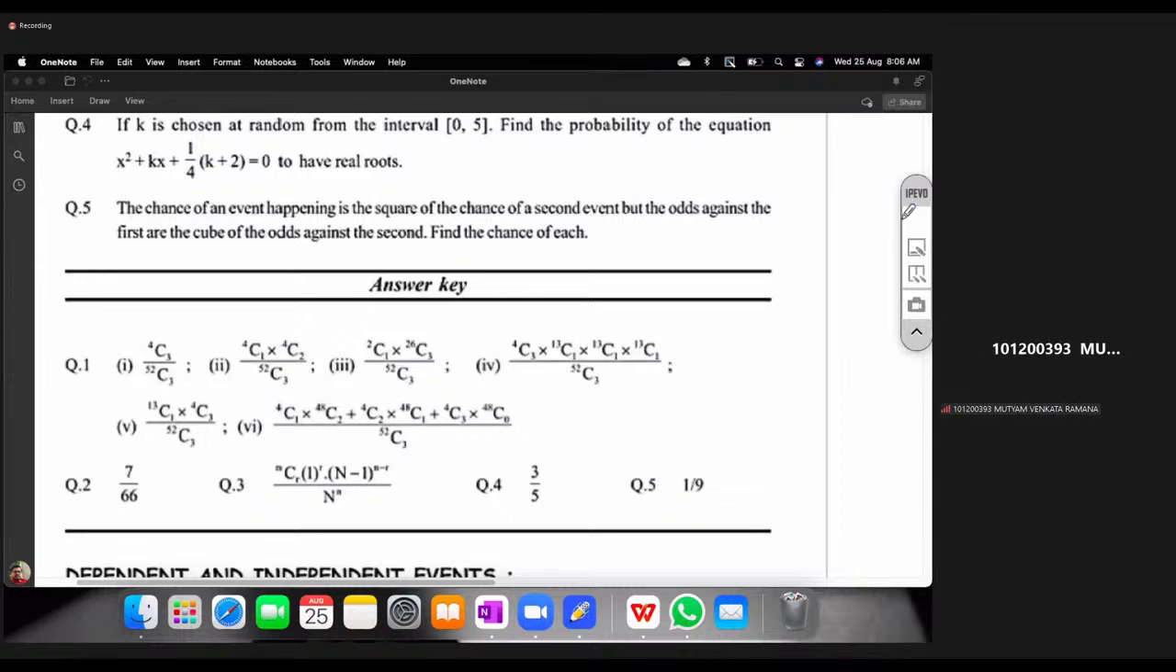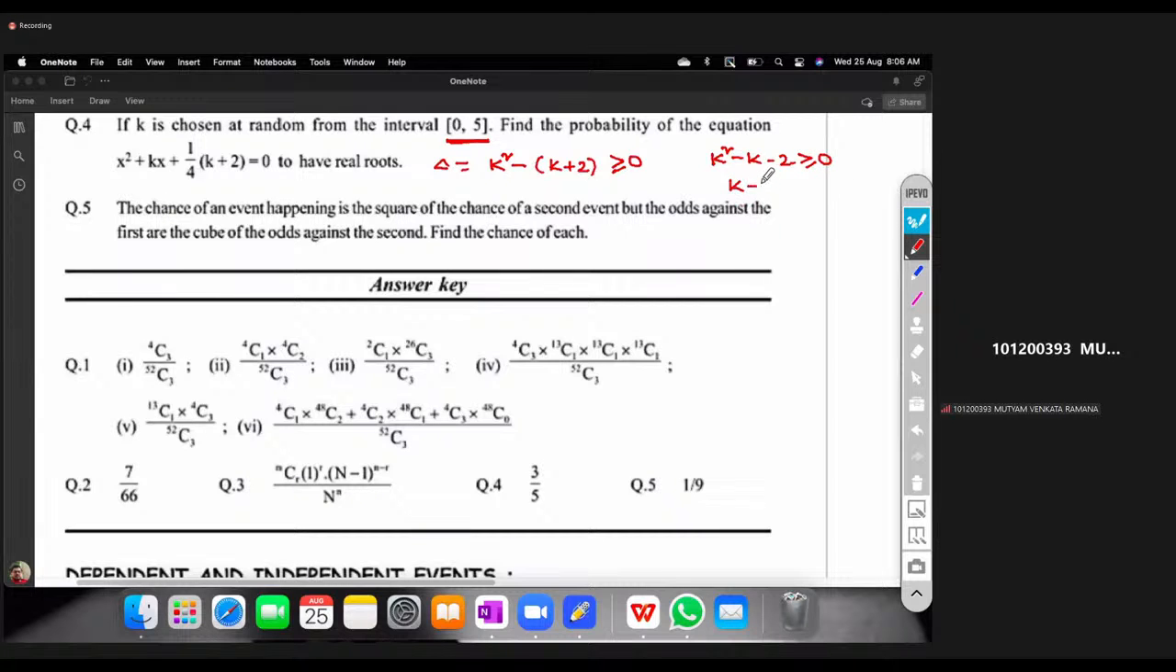K is chosen at random from the interval 0 to 5. Find the probability of the equation having real roots. So delta should be, what is delta? b square minus 4 into 1 into k plus 2 should be greater than or equal to 0 for real roots. So this is k square minus k minus 2 greater than or equal to 0. k minus 2 into k plus 1 greater than or equal to 0. Either k is less than or equal to minus 1 or k is greater than or equal to 2.